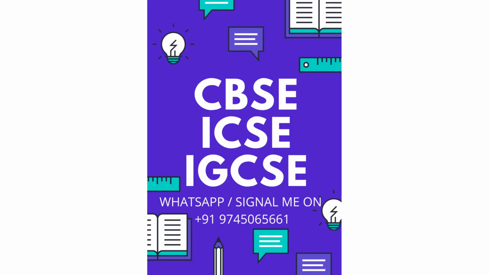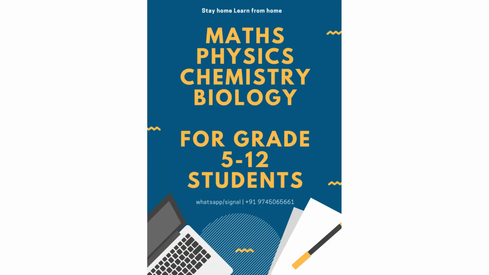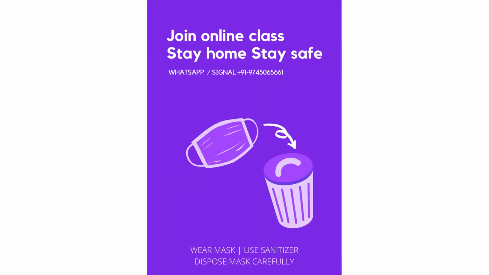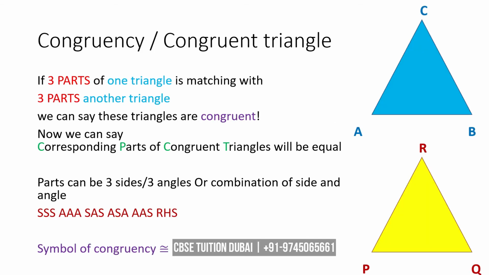So in this video we are going to learn about congruency as well as congruent triangles. Whenever you hear about congruency or congruent triangles, it means we are going to deal with two different triangles. Consider two different triangles, and if the three parts of one triangle match with the three parts of another triangle, we can say that these two triangles are congruent. And if these two triangles are congruent, the corresponding parts of congruent triangles will be equal.